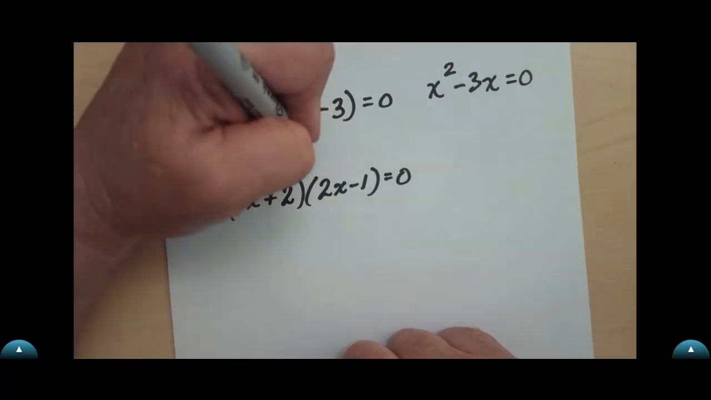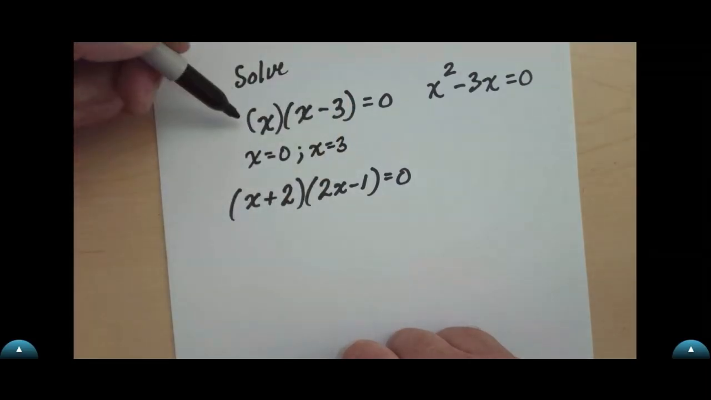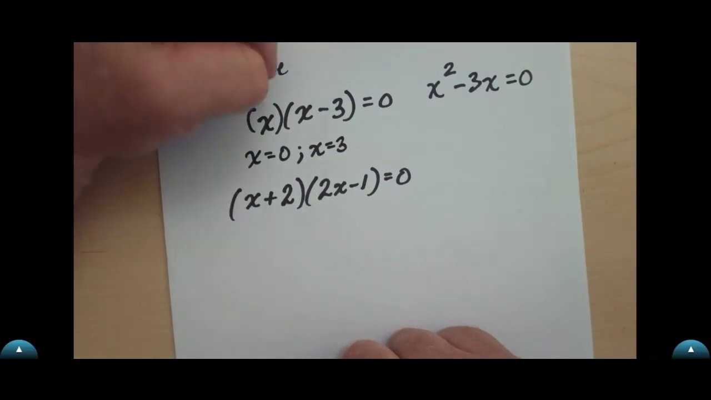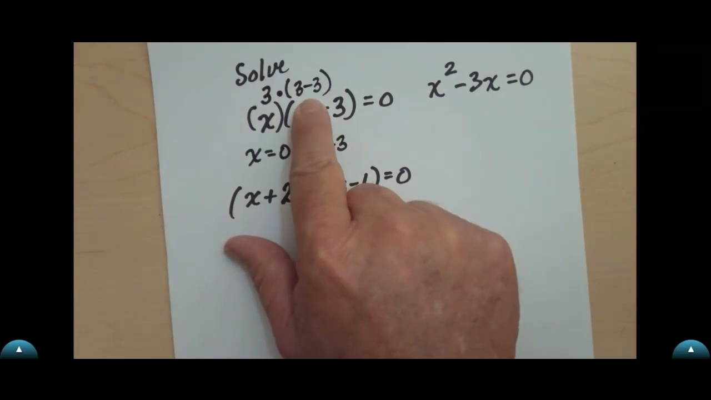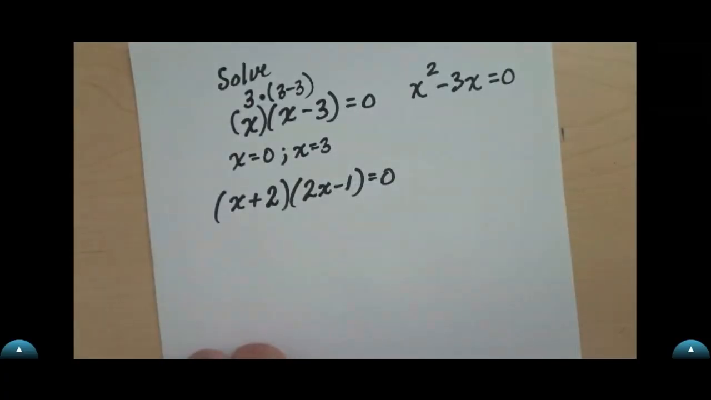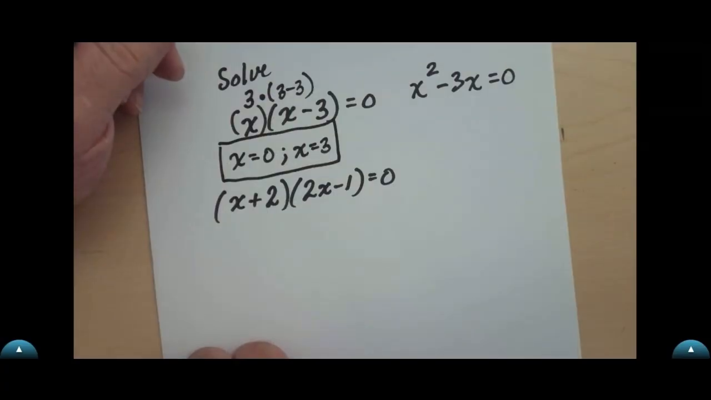What if I plug 3 in place of x? Will the equation also be true? So I'd plug 3 in here, times, I'd plug 3 in here. Well, isn't that 0 also? We do what's in the parentheses first. 3 minus 3 is 0, right? And 3 times 0 is 0. Then these are the two solutions to that equation. Not one solution, but two.